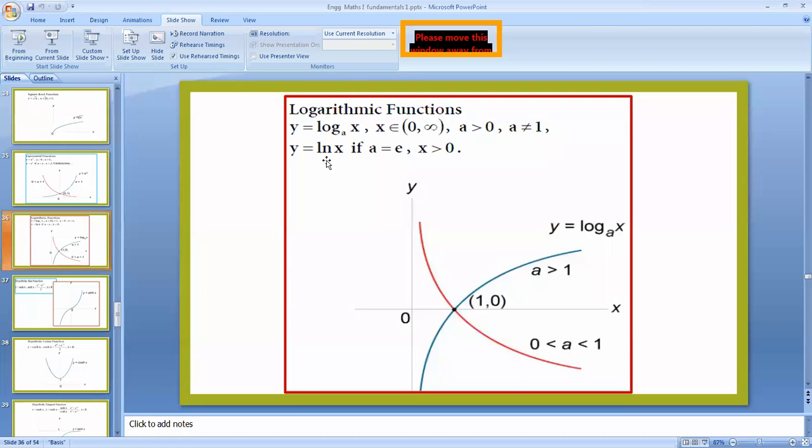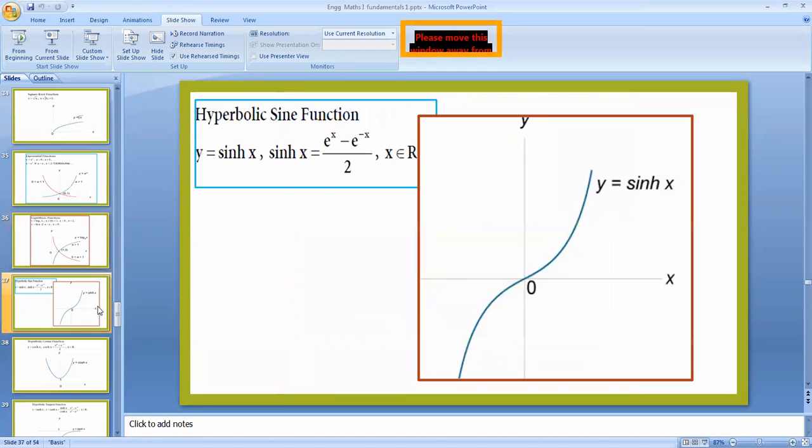Okay. So you know here y is equal to natural log of x. It means ln. Natural log of x means log of x to the base e. You got it clearly? And x is greater than 0. Okay. These are the graphical representations for logarithmic functions. Okay. Now you come to the next.